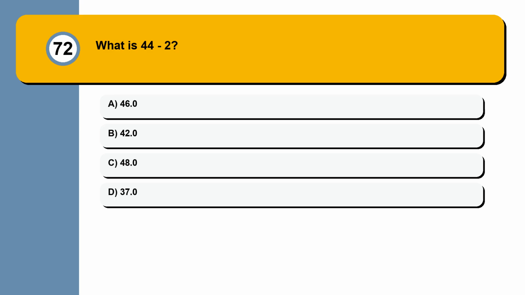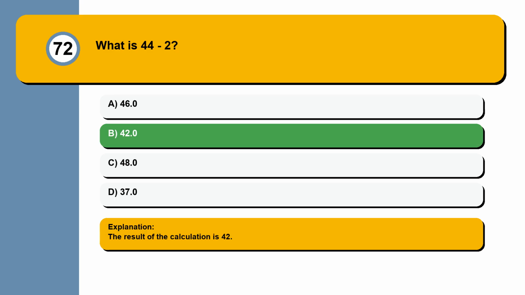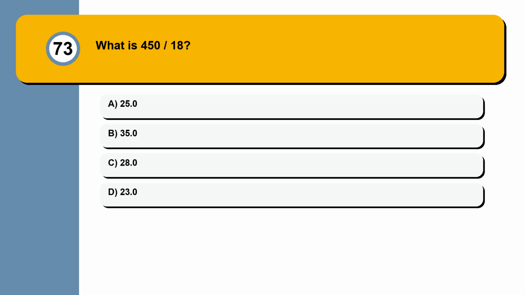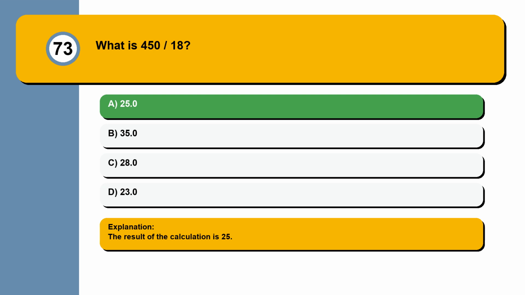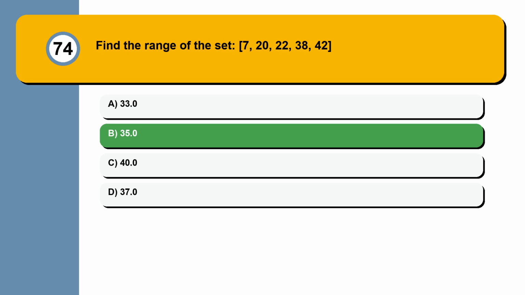46.0, 42.0, 48.0, 37.0. The result of the calculation is 42. Question 73. What is 450/18? 25.0, 35.0, 28.0, 23.0. The result of the calculation is 25. Question 74. Find the range of the set 7, 20, 22, 38, 42, 33.0, 35.0, 40.0, 37.0. Calculated result is 35.